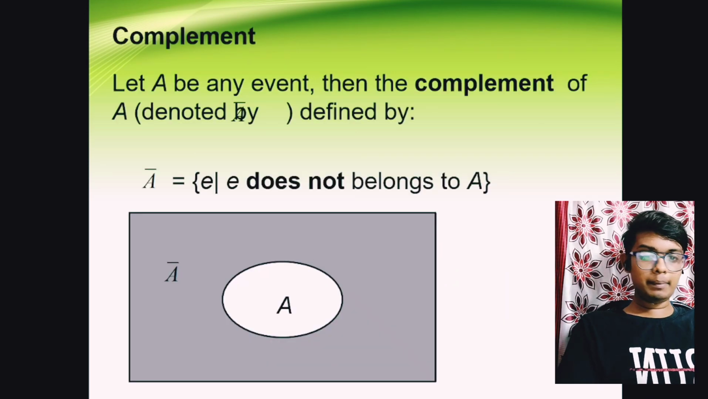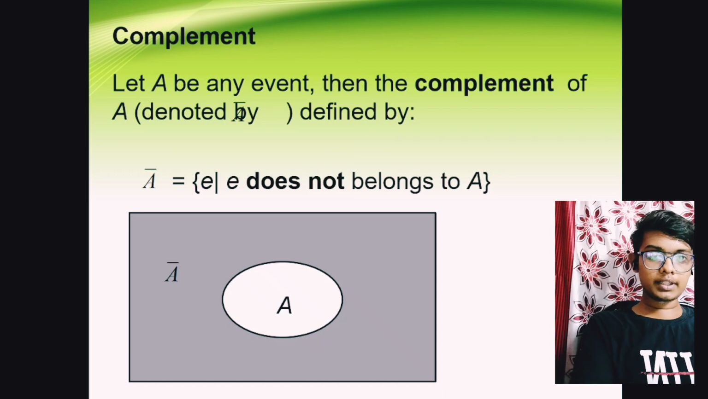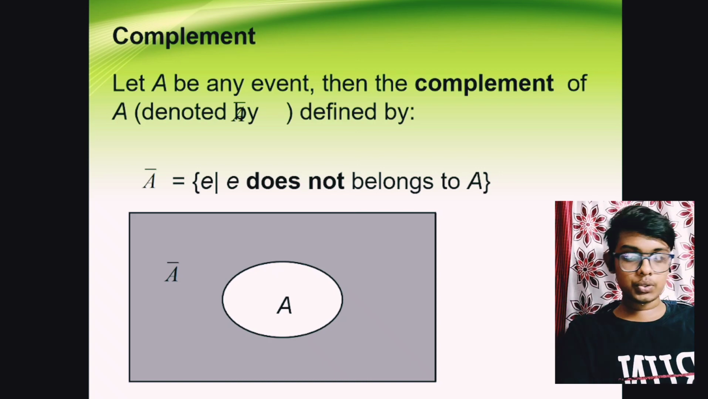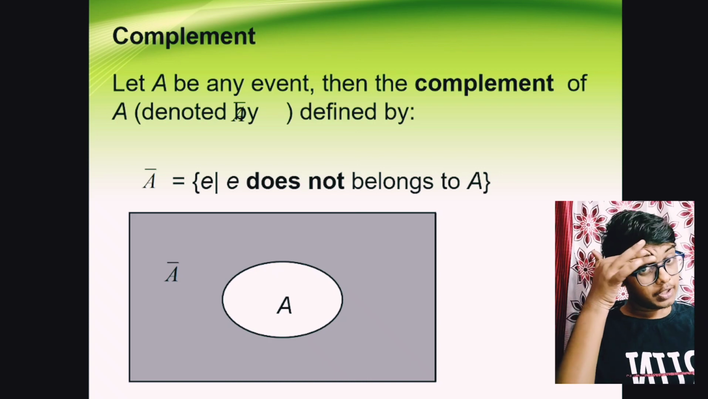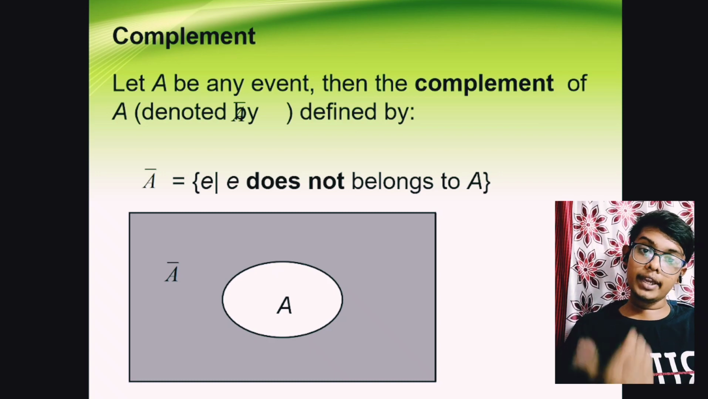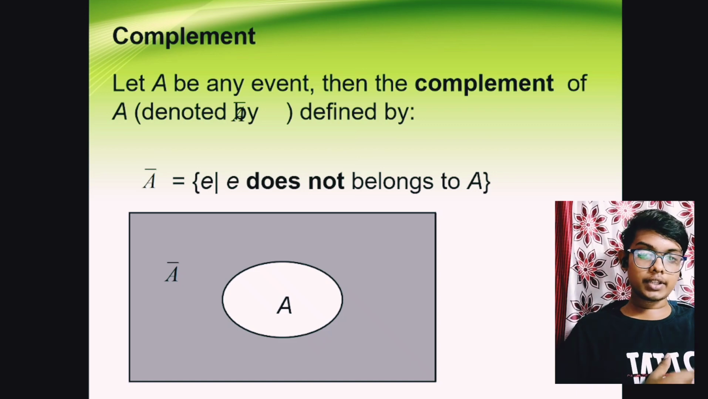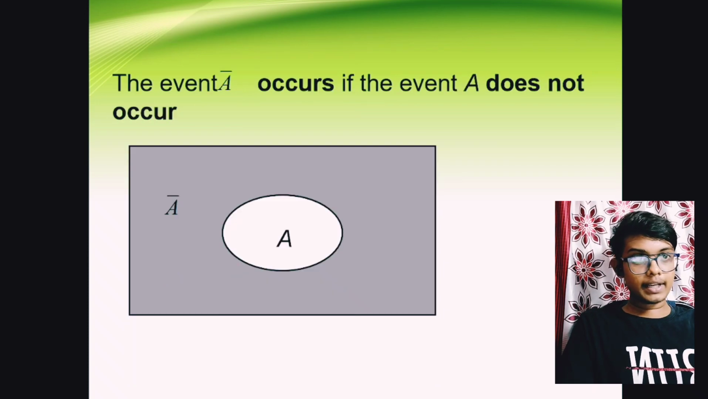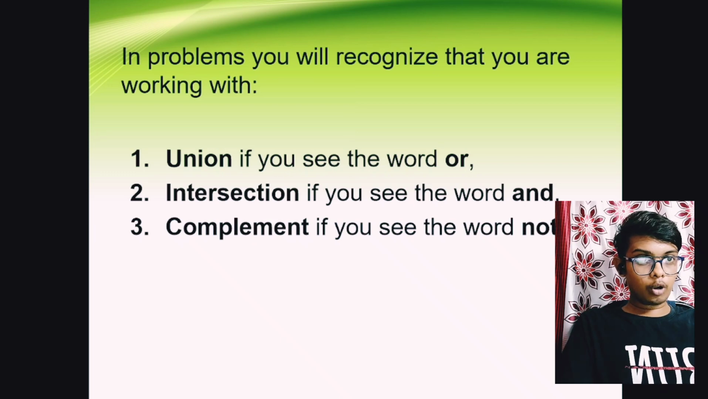Complement. Let A be any event, then the complement of A is denoted by A bar, which is equal to the set of E such that E does not belong to A. Which means if there is a possible event A, then the not possible events of A will become A complement. The event A bar occurs if the event A does not occur, as I mentioned before. In problems, we will recognize that we are working with union if you see the word or, and also intersection and complement. Let's see them one by one.